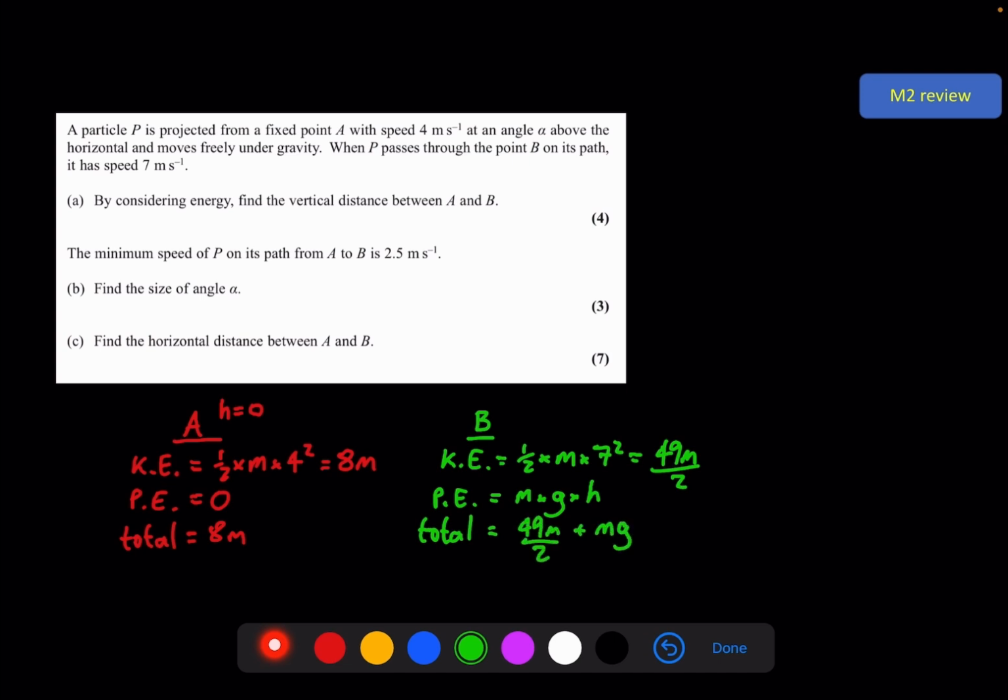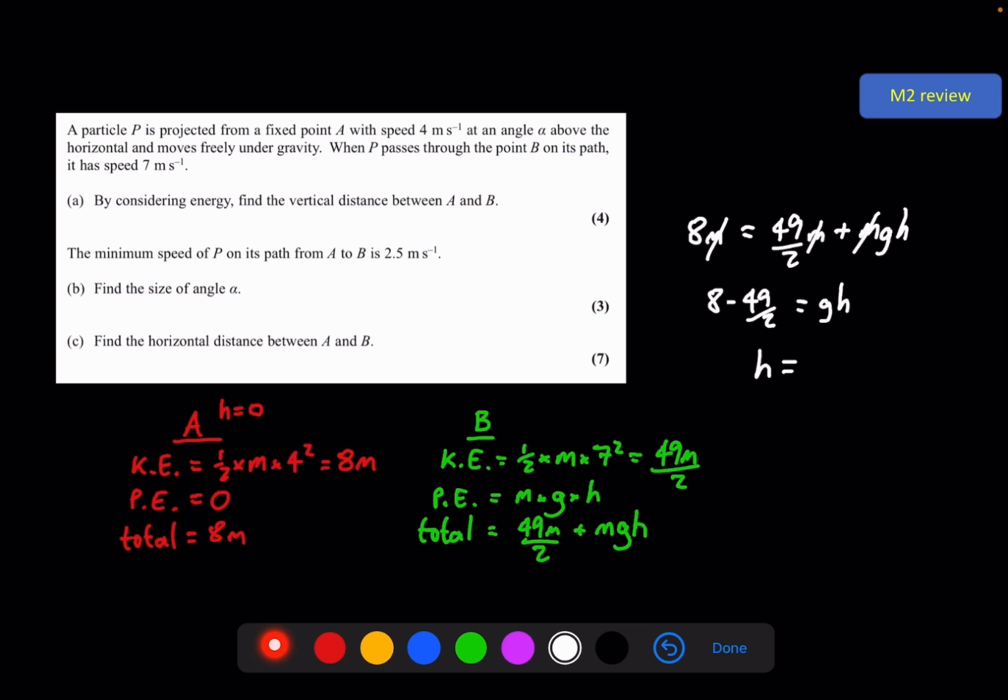plus mgh. And because it's moving freely under gravity, there are no other external forces, we don't need to worry about air resistance. The total energy here must equal the total energy here because of the conservation of energy. That means 8m must equal 49 over 2m plus mgh. You can see now it doesn't matter what m is, they cancel out. We get 8 minus 49 over 2 is equal to gh.